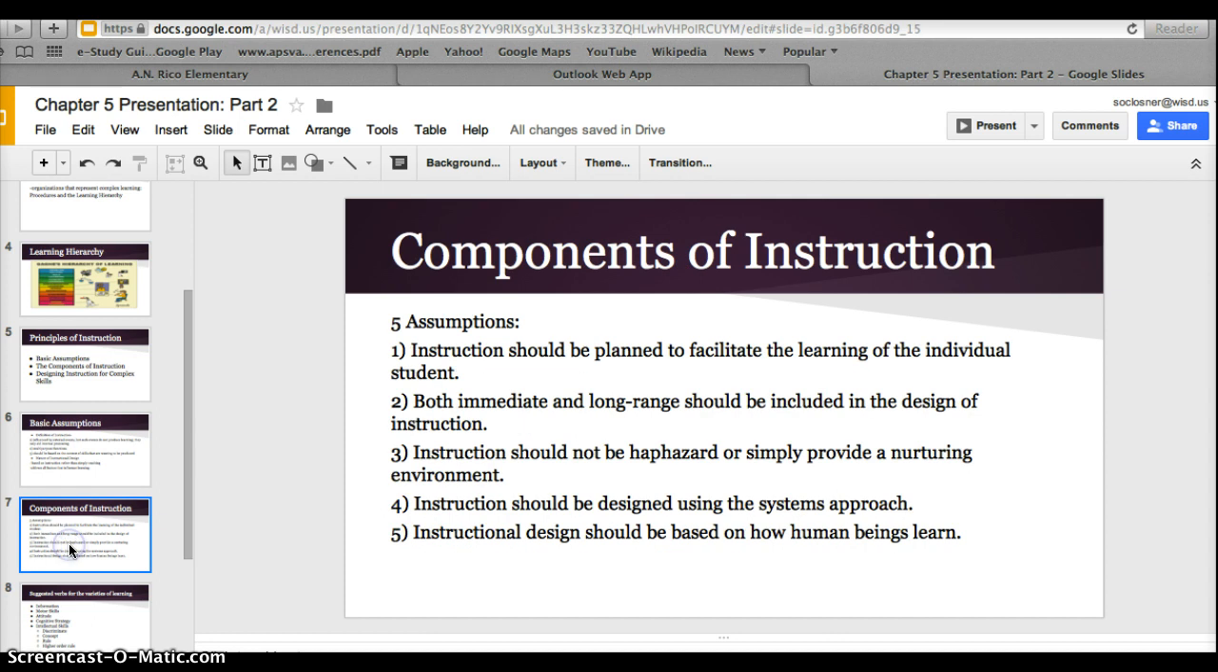Components of instruction. The 5 assumptions support Gagne's recommendations for designing instruction. First is that instruction should be designed for the individual student because learning takes place within the individual. The other 4 assumptions establish the foundation for the systematic design of instruction. They are to situate daily planning for instruction within long-range planning.